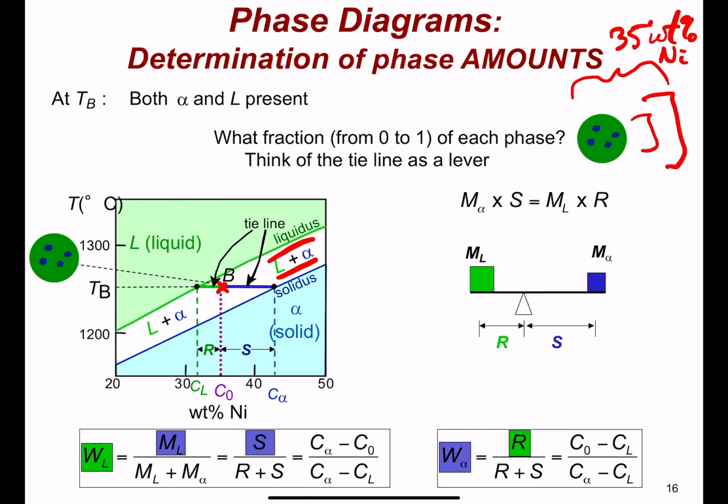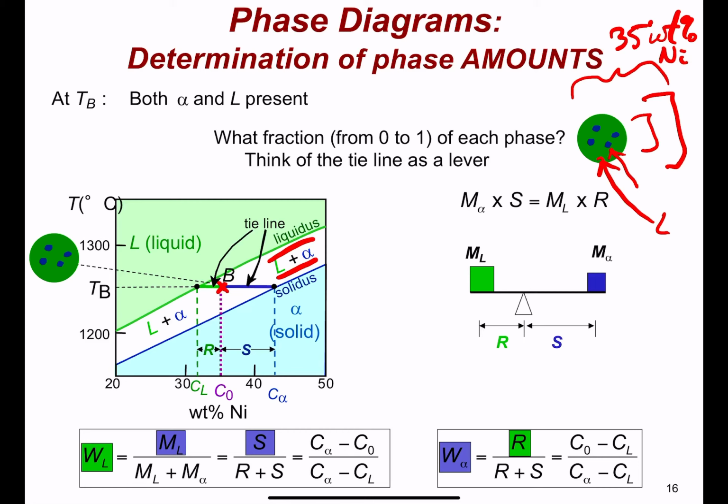And let's see if we can determine the amount, the composition of nickel in one of these phases. Okay, so let's start with the liquid area, the green. How do we determine the amount of green by weight relative to the total? So the weight fraction of L.